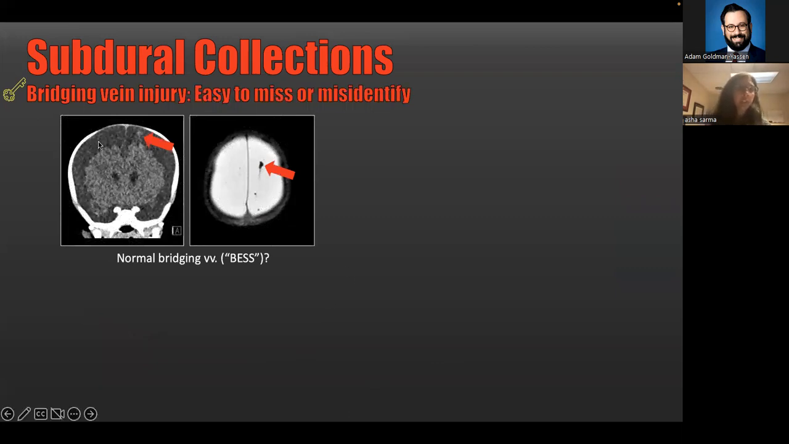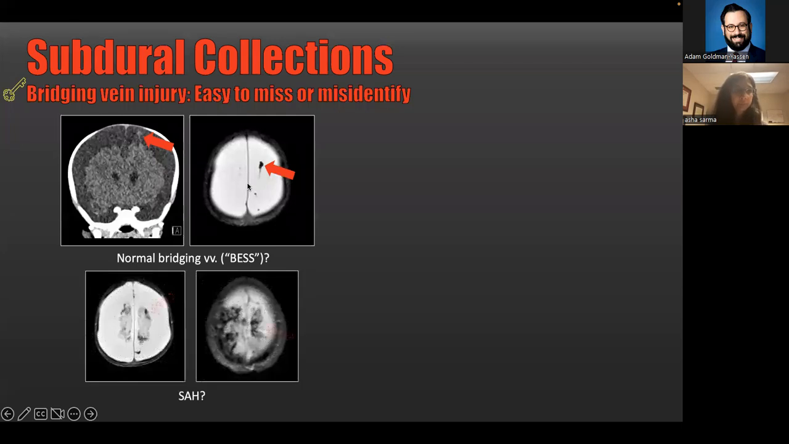So on this initial head CT, this was reported as benign enlargement of the subarachnoid spaces. On CT, these subdural collections can be really, really tricky. It can be hard to tell if there are enlarged subarachnoid spaces. It can be hard to see those crossing vessels. So this was thought to represent a normal vein crossing the subarachnoid space, which is why it was confused for BESS. You can see there was blooming artifact and tadpole sign on the MRI.